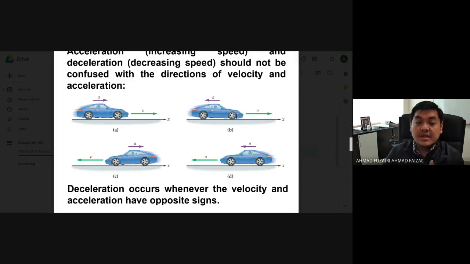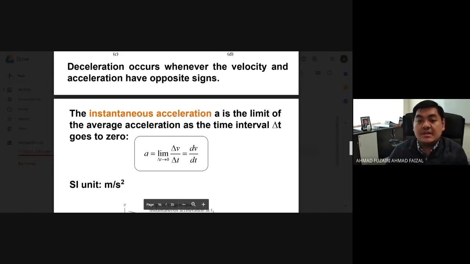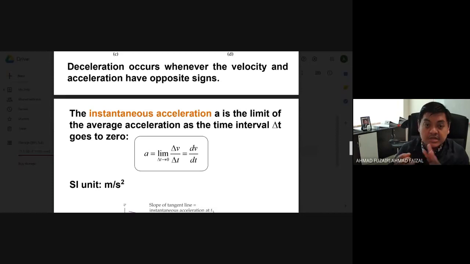Acceleration negative, meaning that it is decreasing in speed. So what happened next? We will see how to use it. And of course, this is the instantaneous acceleration. Again, you have acceleration, average acceleration, and instantaneous acceleration.